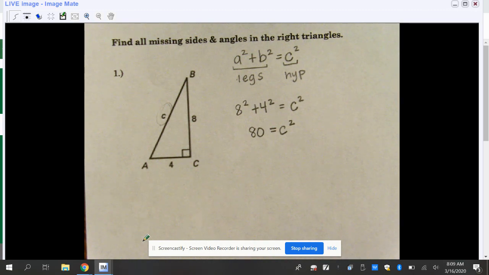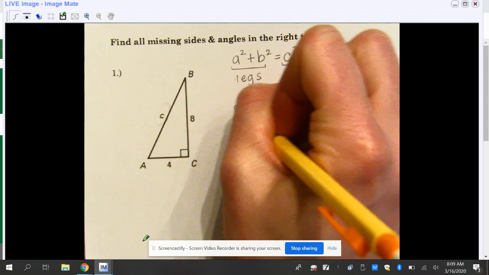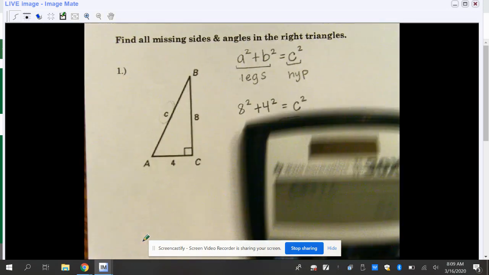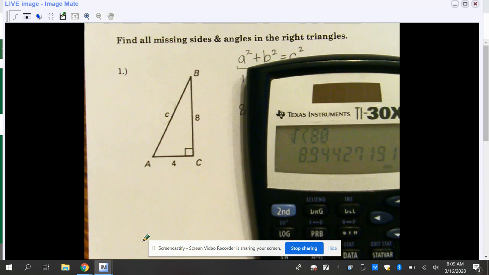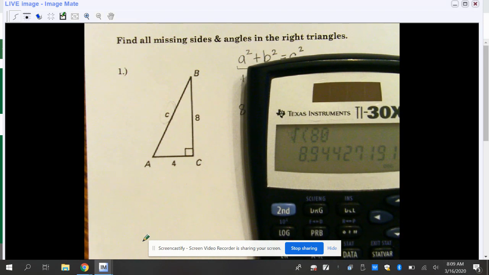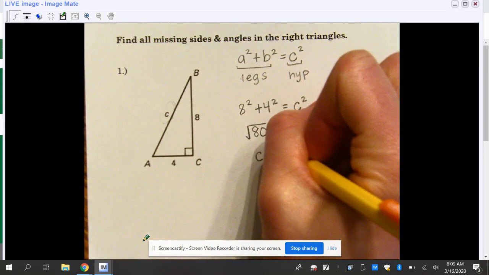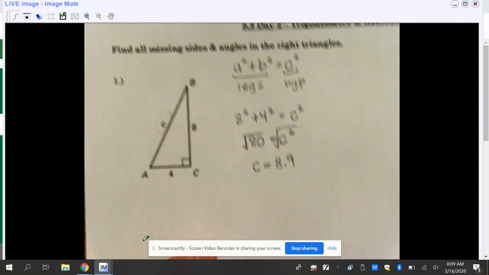So remember, we are working backwards this unit. Right now, I'm just checking that you can get these basics done. All right, so now we would take the square root of 80, which is about 8.9. So C is going to be 8.9. So over here, I just put all of the angles and sides in this triangle.